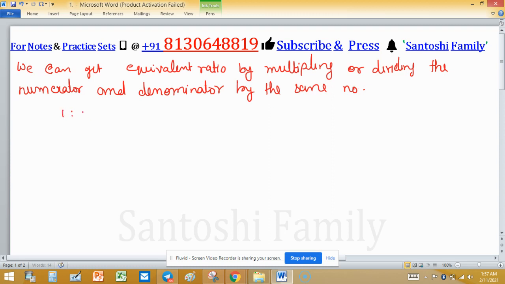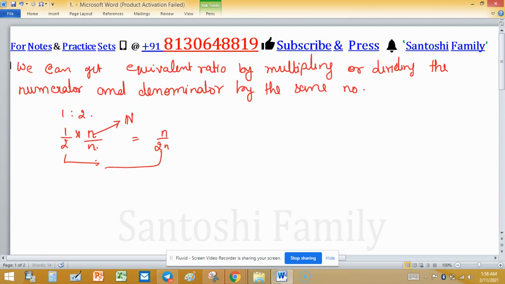Suppose one ratio is given as 1:2. So we can write it in fraction format as 1/2. If we want another equivalent fraction or ratio, then we should multiply by the same number, and this number is n divided by n, where n comes from the set of natural numbers. That will give you n times 2n, and this will be equivalent to this ratio.